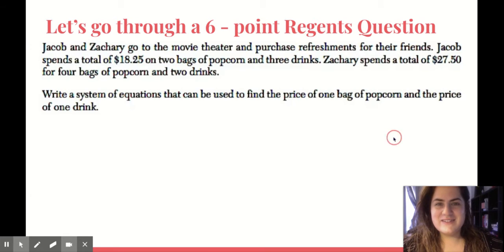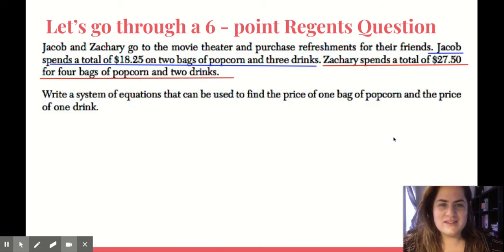Okay, here's how you do this one. There's 2 boys here. There's Jacob and Zachary. A bag of popcorn and the price of 1 drink is what we're going to be talking about. You can use your own letters here, X or Y. I'm going to use P for popcorn and D for drink. And you have to write a system of equations. That would be 2 equal signs.